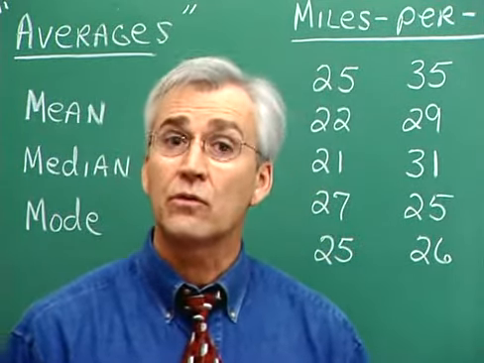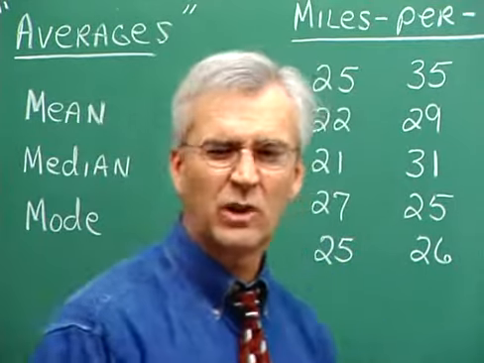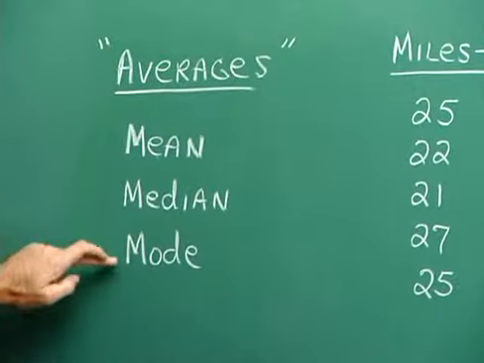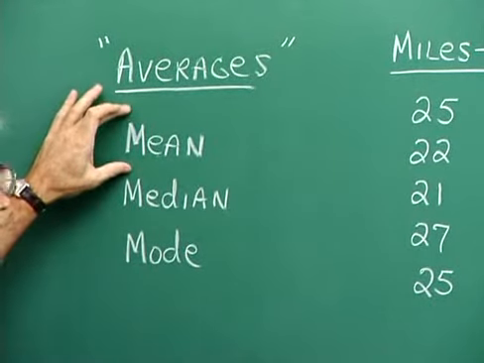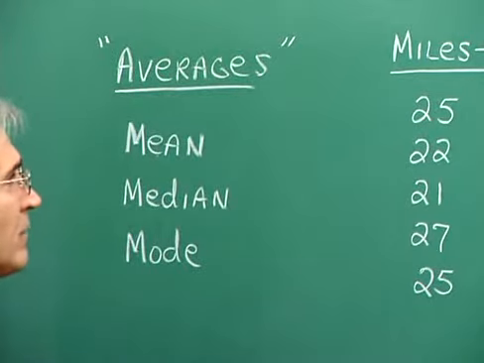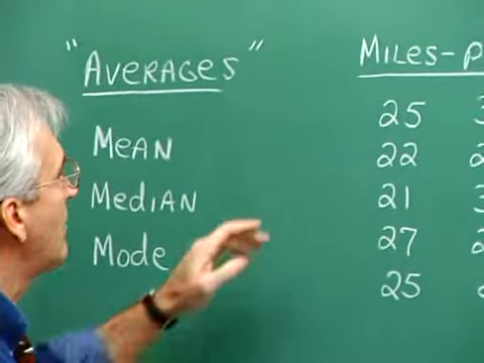Well, there are actually 3 averages that we're going to be talking about and calculating here. They are mean, median, and mode. The mean is the one that we're most familiar with and what we generally refer to when we use the word average. Let's take a couple of examples.